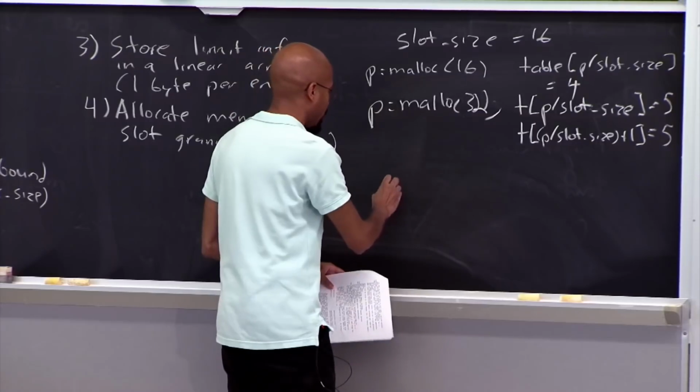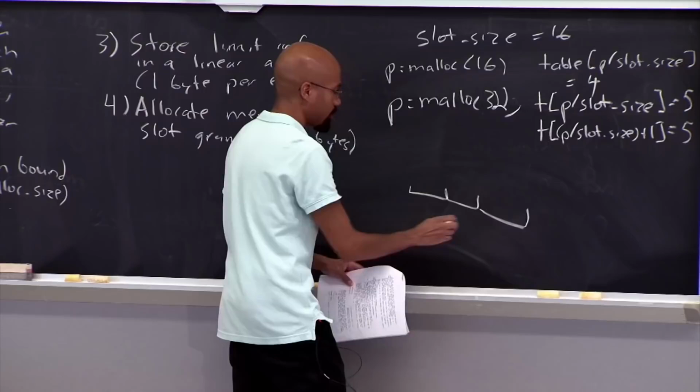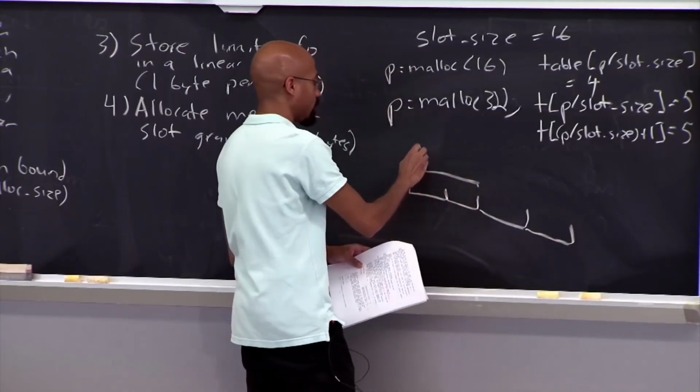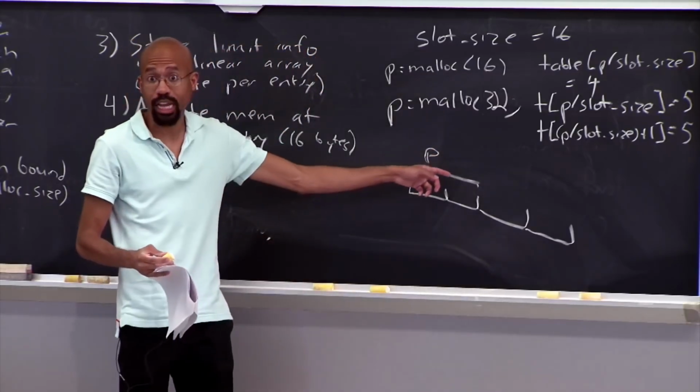So basically the idea is that you've got this bounds table here, and it's got a bunch of different entries, but it basically needs entries to cover all of P's size, all of the allocation size.